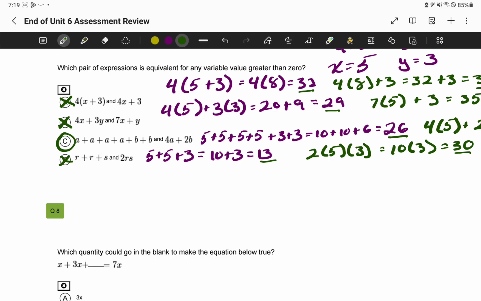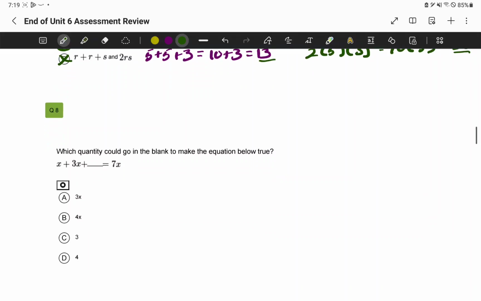Do not be afraid to actually put your pencil to the paper and do some work. Okay, you are more likely to get it right if you actually take the time to work it out.